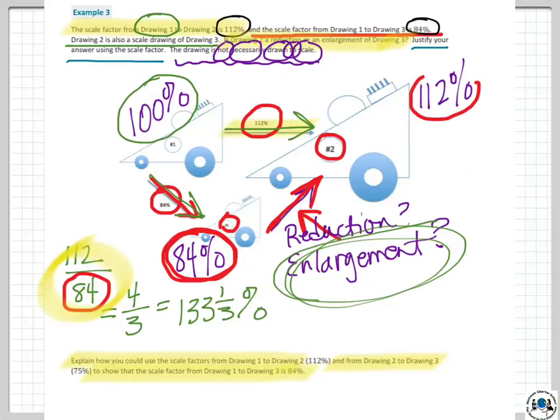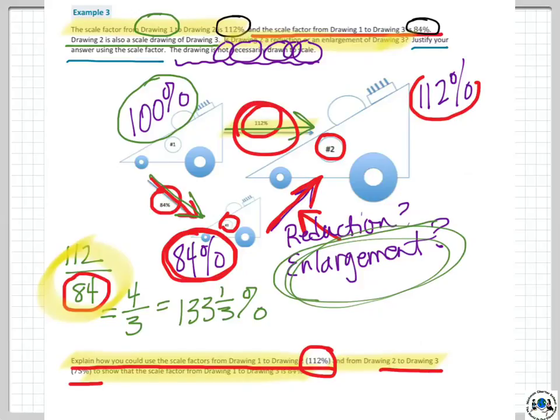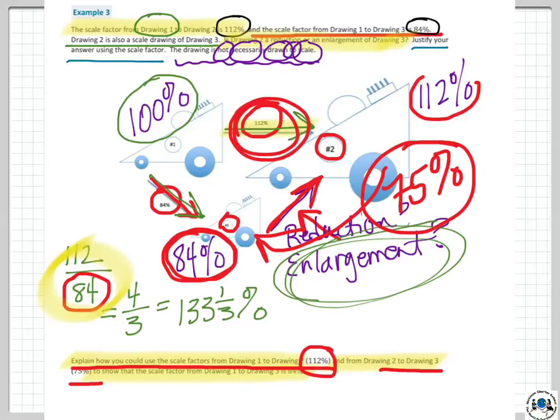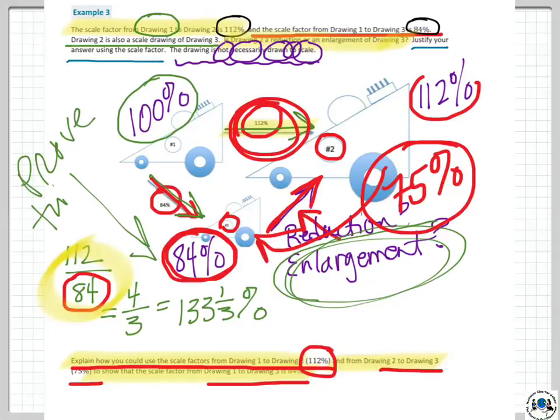Explain how you could use the scale factors from drawing 1 to drawing 2, which is 112. That was this one here. And from drawing 2 to drawing 3. Right now they're giving us another one. This is a new one. They're saying from here to here is actually 75%. So they want us to use this and this to prove that going from 1 to 3 is 84. So we're trying to prove this one using this one and this one.